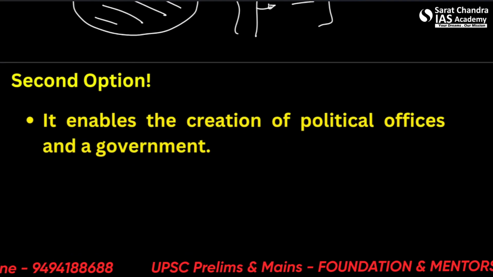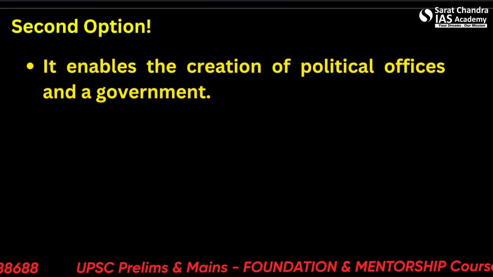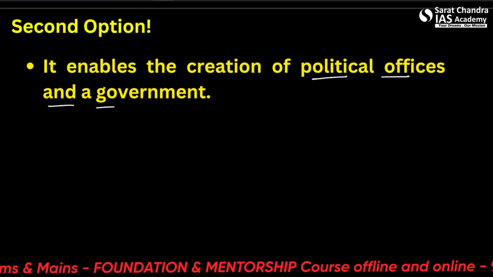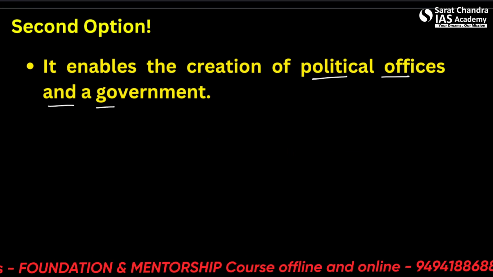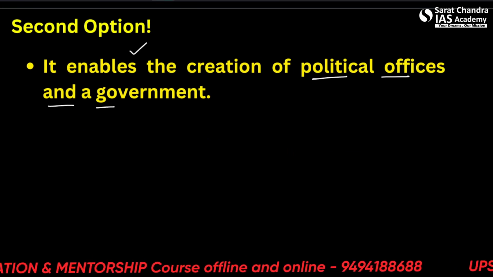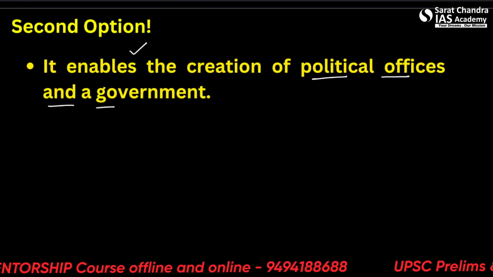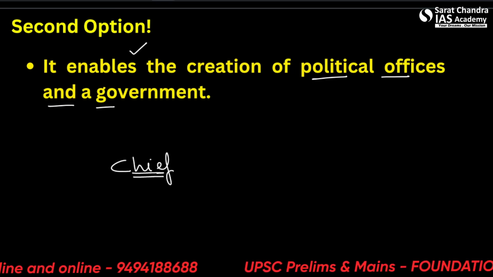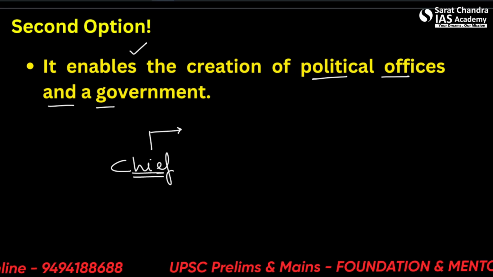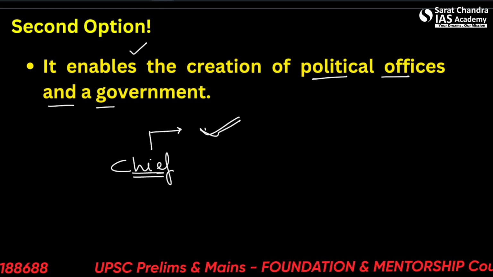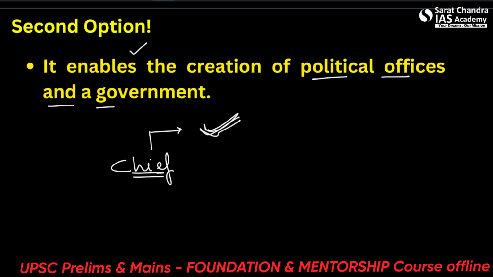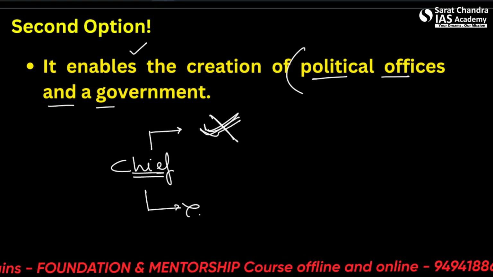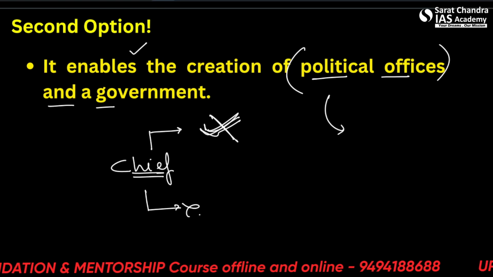Let's come to the second option. It enables the creation of political offices and a government. It means to say that it enables, yes, it does enable. There are constitutional bodies, there are statutory bodies. But is it the chief function of a constitution? Could there be political offices had there not been a constitution? Then yes. In the absence of a constitution, there could have been political offices still existing.